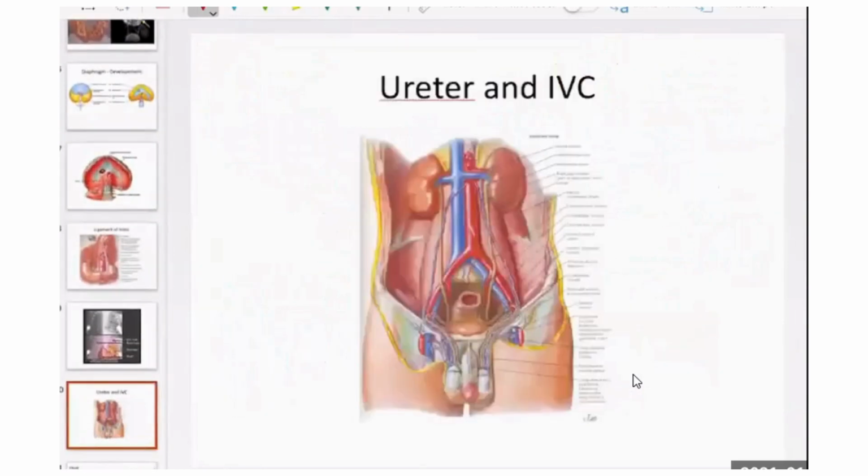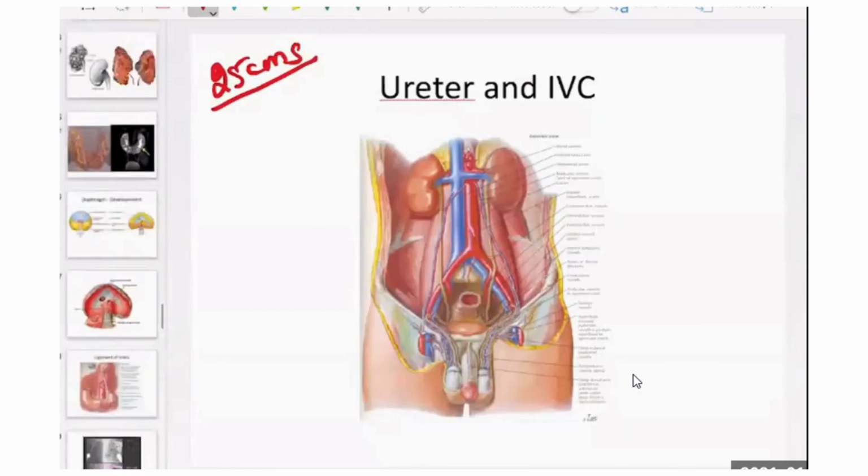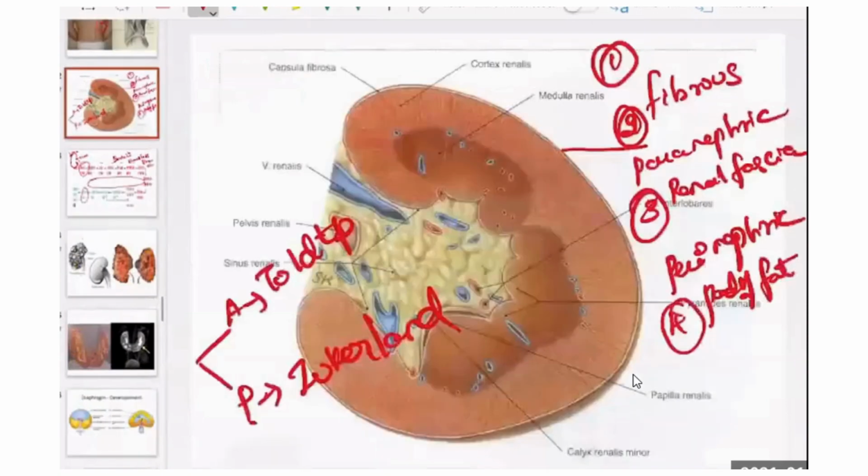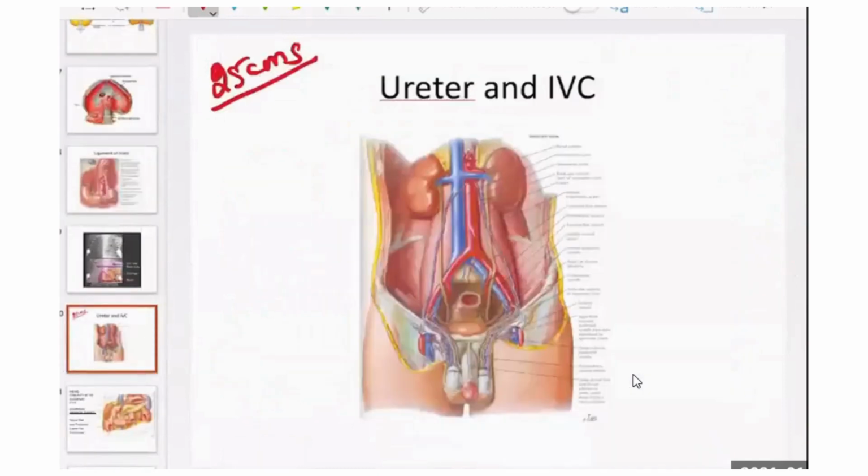Next is ureter. So what is the function of ureter? It conveys the urine from kidney to the urinary bladder. The length is 25 to 30 centimeter approximately in adult. It starts from the renal pelvis. Hilum, where the ureter starts. It ends on the urinary bladder.